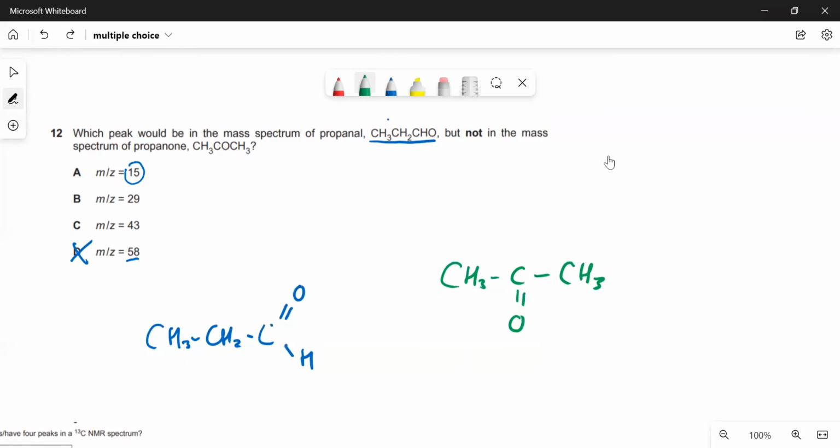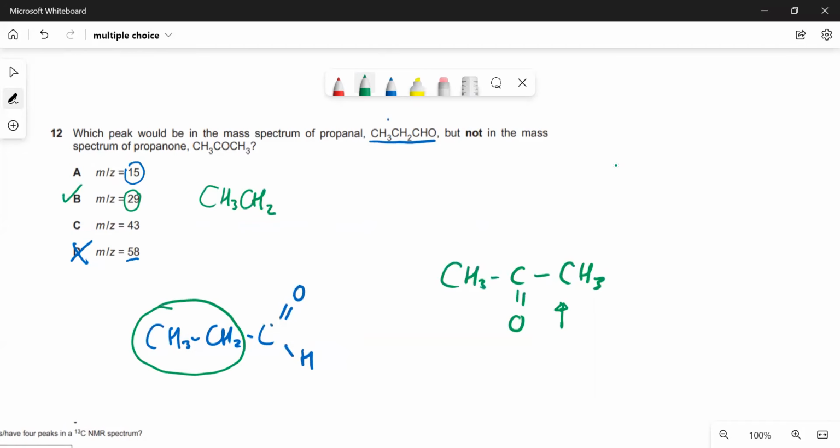29, the next one. That is characteristic of an ethyl group, CH3CH2. And you can probably see there, you can get an ethyl group in the propanol, but there's no ethyl in propanone. So B is our answer there.